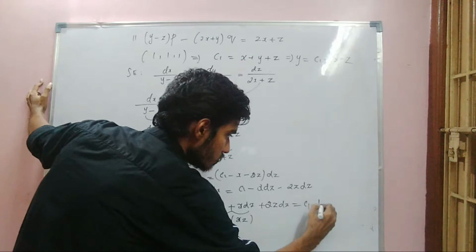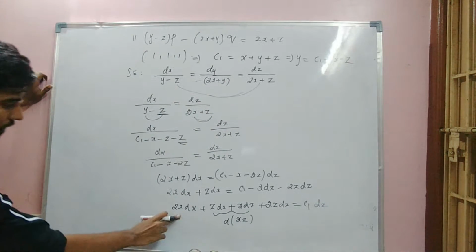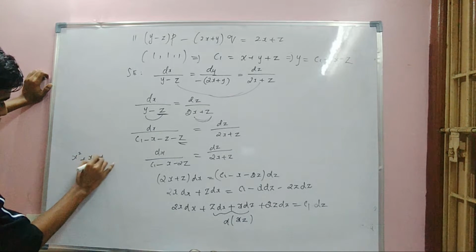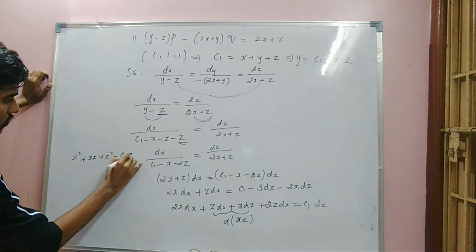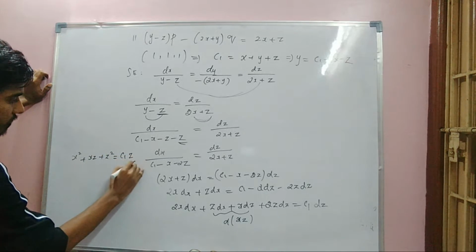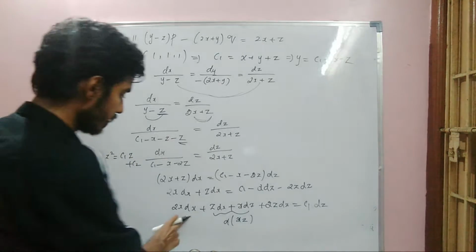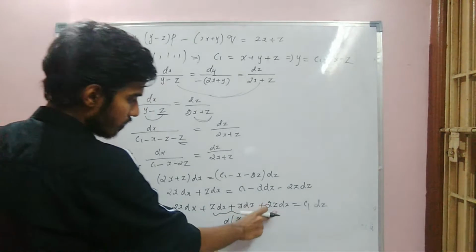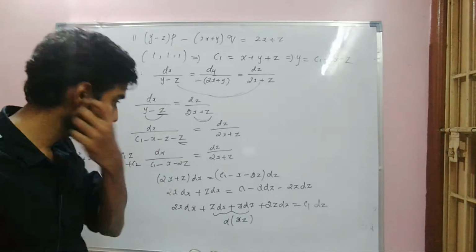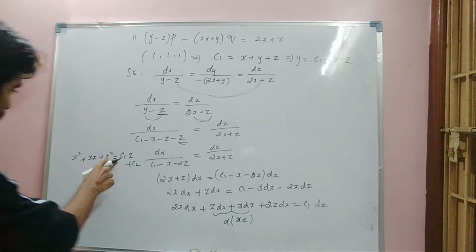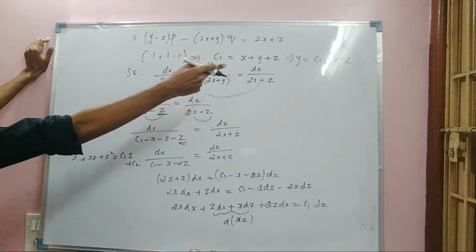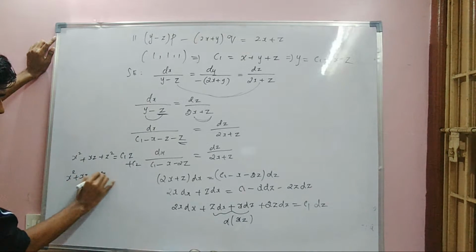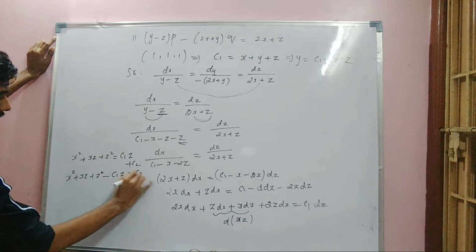dz. Now if I integrate this, you are going to have x square plus xz plus z square is equal to c1 z plus c2, right? x square by 2 we will have, so 2 will get cancelled, x square plus xz plus z square by 2 will get cancelled, so we have c1 z. Now I can replace c1 again with x plus y plus z. So we have x square plus xz plus z square minus c1 z equal to c2.